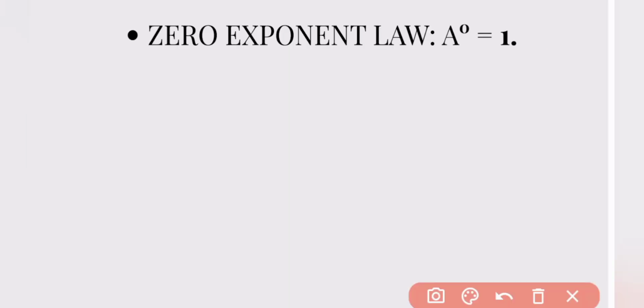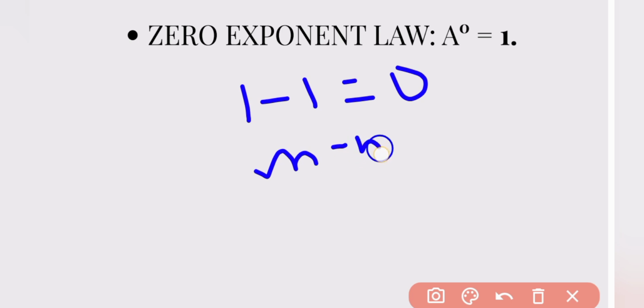Our first law of exponent is the zero exponent law. It says that if any number, suppose a, has the power of 0, its value will be 1. Let us see how. Take an example of 1 minus 1, which equals 0, or m minus m, which equals 0.